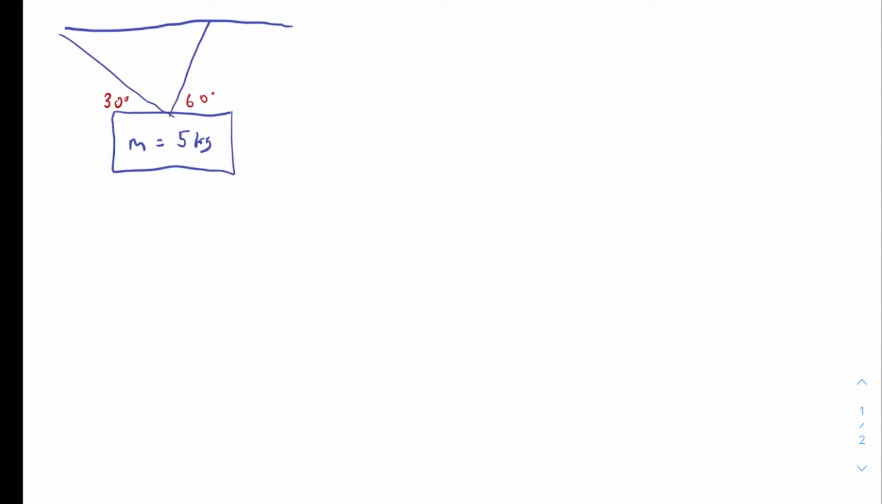In the following problem, a box is suspended from the ceiling by two ropes. One rope makes a 30-degree angle with the box, and the other makes a 60-degree angle. Given the mass of the box, you're asked to find the tension force in each rope.